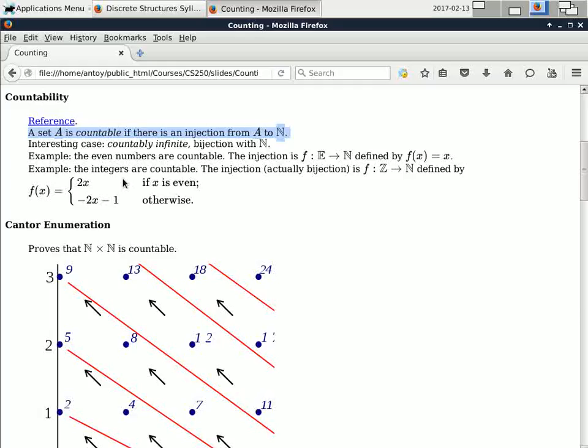Yes. The whole cross product is a bijection. Just like that? No. To find a bijection, I have to say where this goes. Where do you map (0,0)? 1. Where do you map (0,1)? 2. Where do you map (0,2)? Say it again? Not 3? No, not 3. You want to go diagonal. Right. Very good.